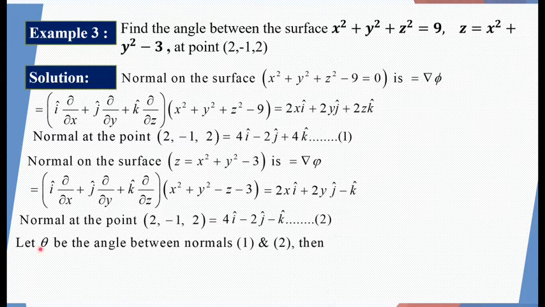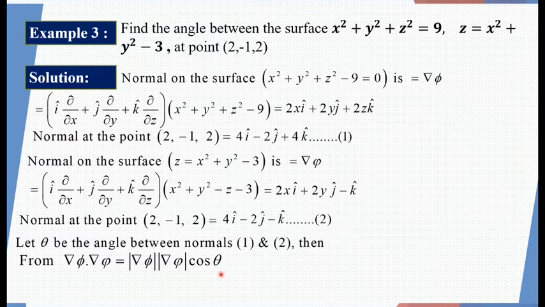So let theta be the angle between normals 1 and 2. Then we have the formula: del phi dot del psi is equal to mod of del phi, mod of del psi, cos theta. If you remember, to find the angle between two vectors, vector A and vector B, we use the formula vector A dot vector B is equal to mod of vector A, mod of vector B, cos theta. So this is the same formula.